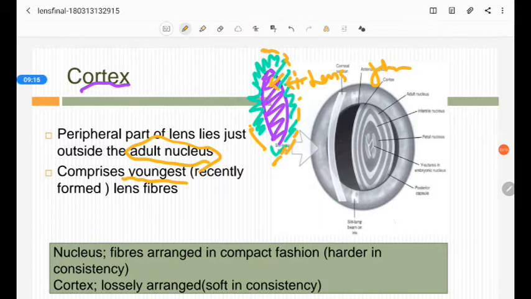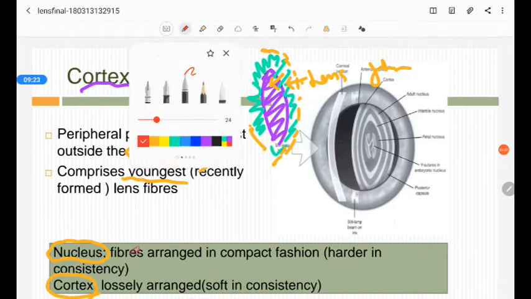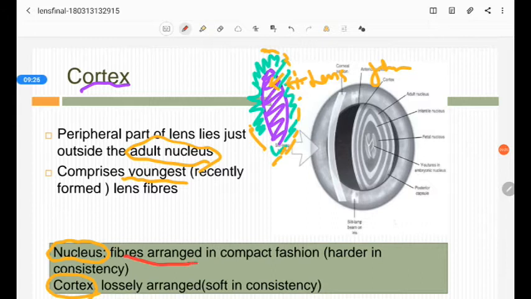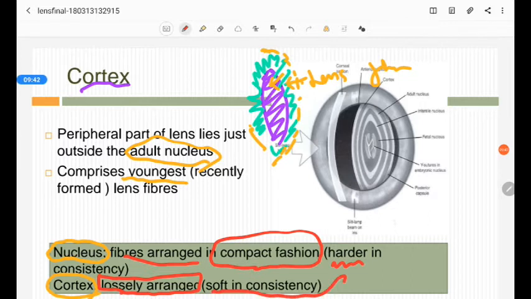Now, what are the differences in the fiber arrangement of the nucleus and the cortex? In the nucleus, the fibers are arranged in a compact, tight fashion, because of which they are hard in their consistency, whereas they are loosely arranged in the cortex and they are soft in consistency.